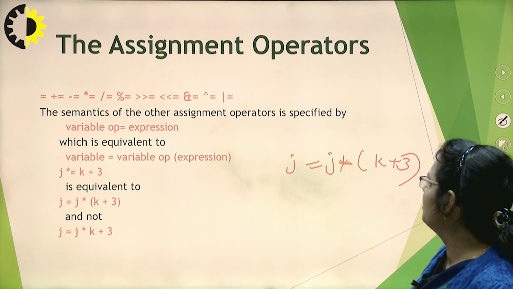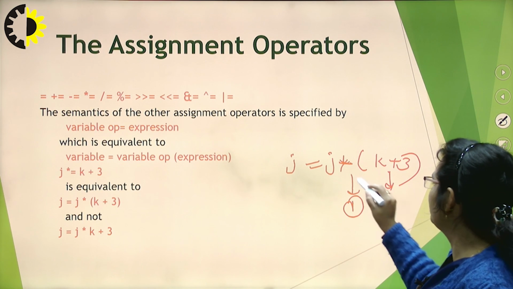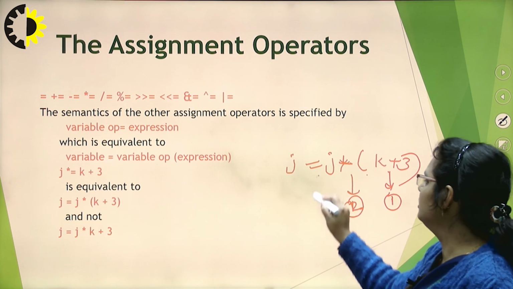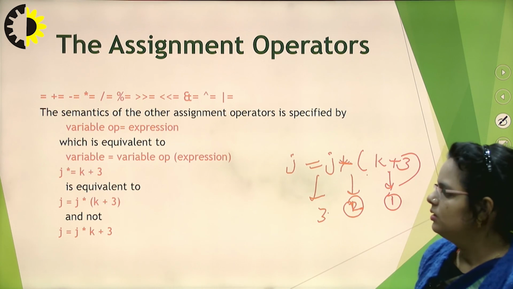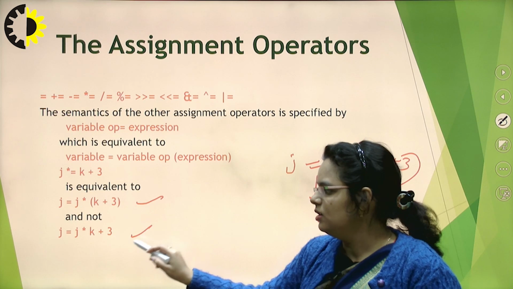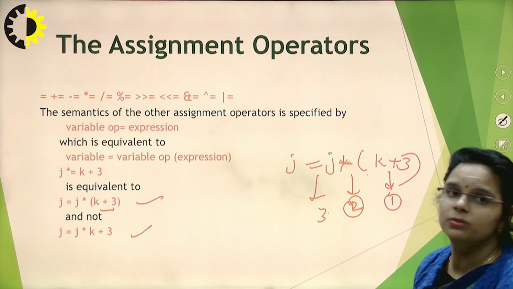In this statement, first the brackets would be evaluated. So first would be this, second would be this, and third would be this. So this expression is actually equal to this, not this. First of all, this entire bracket, the parenthesis, would be evaluated.